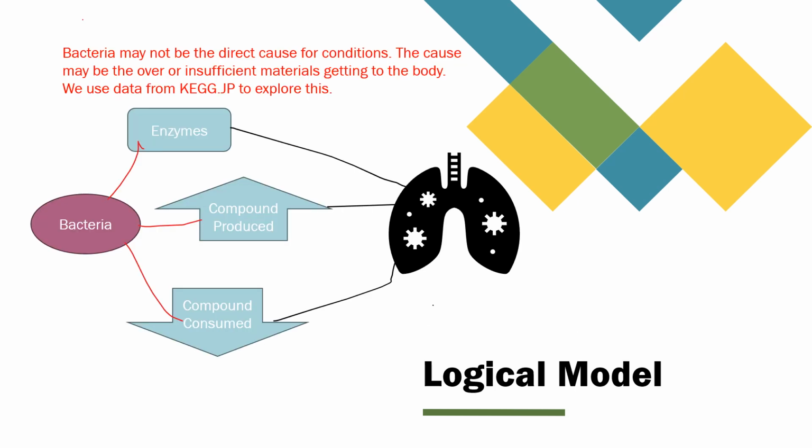Okay, let's do a recap. Bacteria may not be the direct cause of a condition. The body may have overproduction or insufficient production of materials, metabolites, things going into the body. And so we can use data from KJP to find out what compounds are being produced high and low, and from calculating how much compound is produced, we can see if we can get associations from the compounds and the enzymes to that. So we're not only getting association dealing with bacteria, we're getting association dealing with the compounds and enzymes.